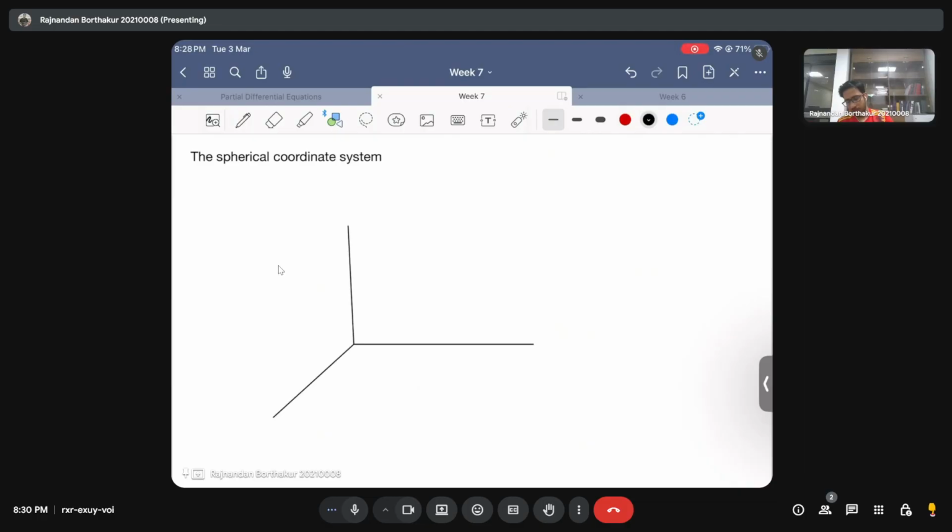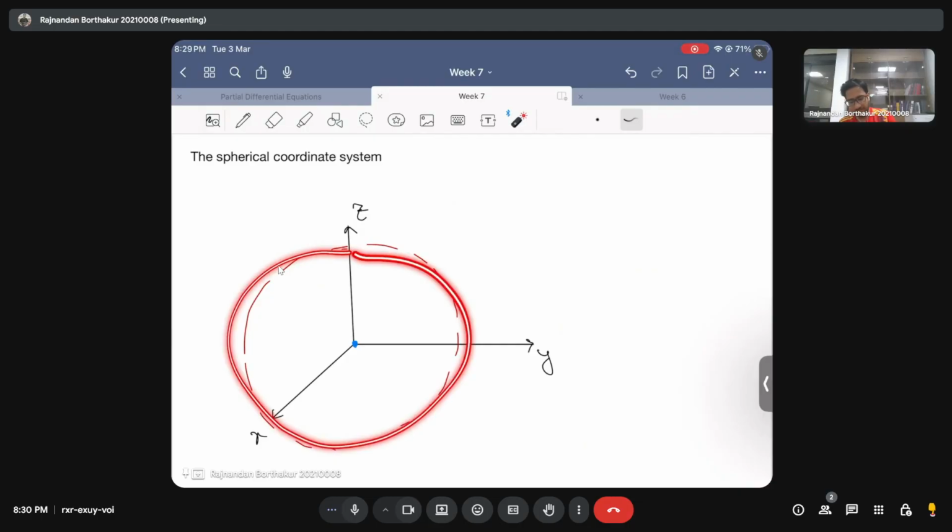So we have this Cartesian system. For instance, this is Z, this is X, and this is Y. The spherical coordinate system is something you can think of by imagining a sphere whose center is located at x, y, z equal to 0, 0, 0. For instance, the center is located somewhere here. You can imagine this red surface to be a sphere whose center is at the origin.